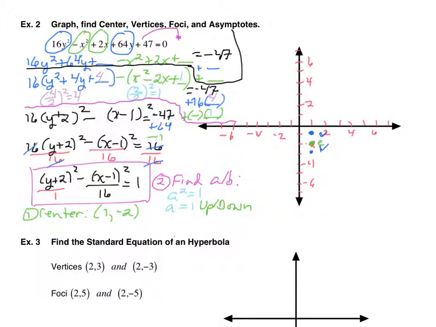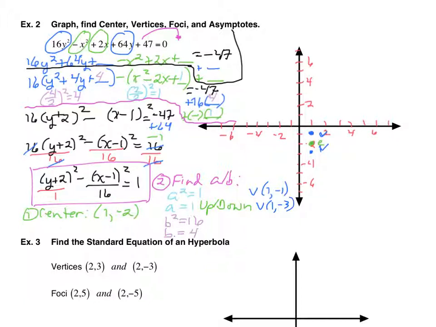So let's name those vertices. So what's the point above? What's that ordered pair again? 1, negative 1. Whoops. And what's the point below center? 1, negative 3. So there's our center and our 2 vertices. And then we still need to find B in order to fill in our rectangle. So B squared is equal to 16, and that means B is 4.